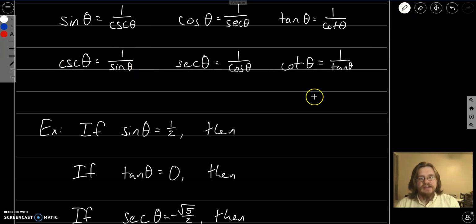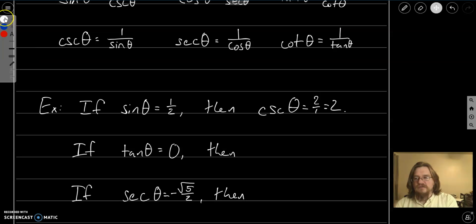So for example, if I know that sine of theta is 1/2, using the reciprocal identity, I can say that then the cosecant of theta is going to be 2 over 1, which will reduce to just 2. So that's quite nice. We do have to be a little bit careful.